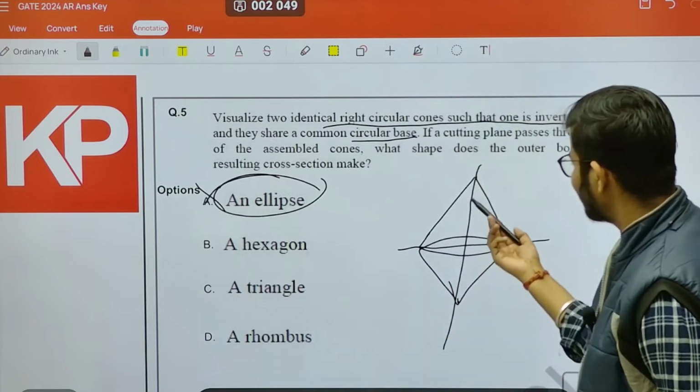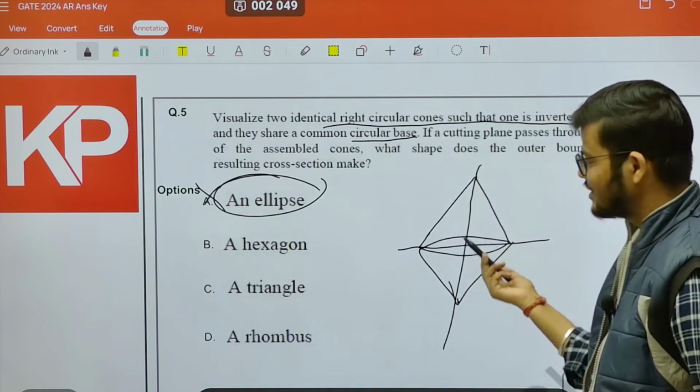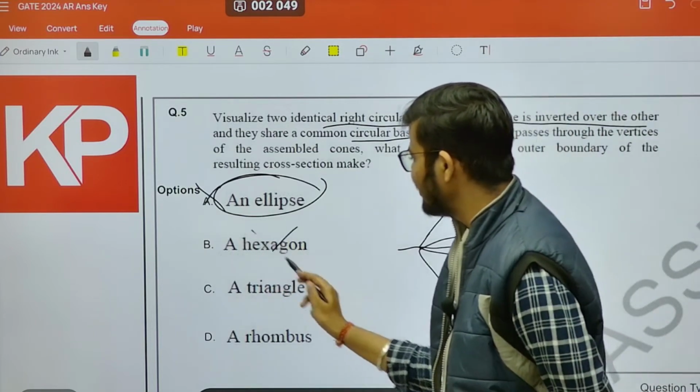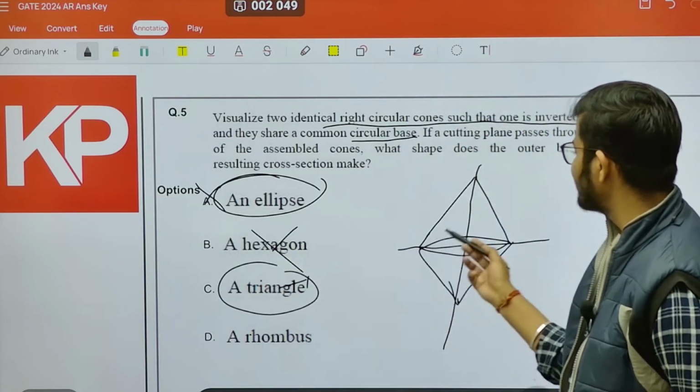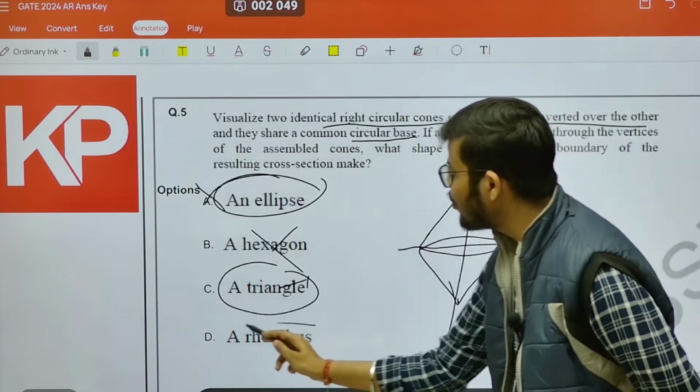Is it a hexagon? For a hexagon there should be 6 sides. There is no possibility of it being a hexagon. Then, is it a triangle? The answer is again no. This is not a triangle. Then they are asking, is it a rhombus?